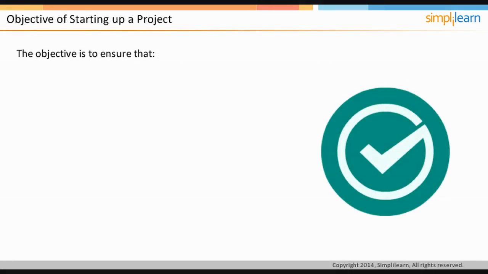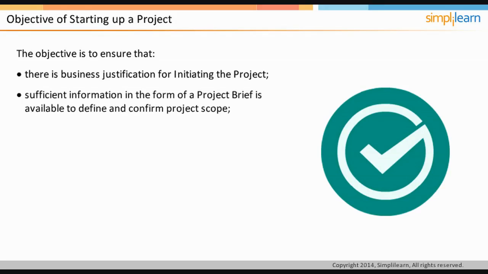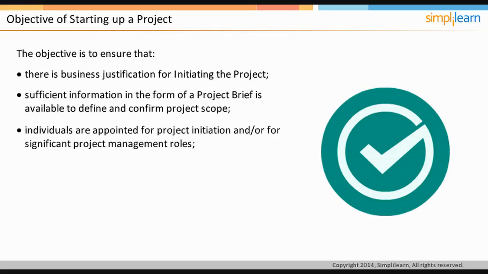The objective of the starting up a project process is to ensure that there is a business justification for initiating the project, which is documented in an outline business case. Sufficient information is available to define and confirm the scope of the project in the form of a project brief.